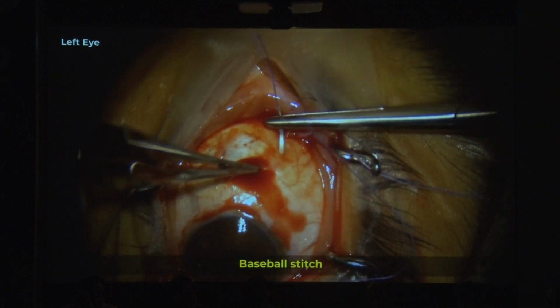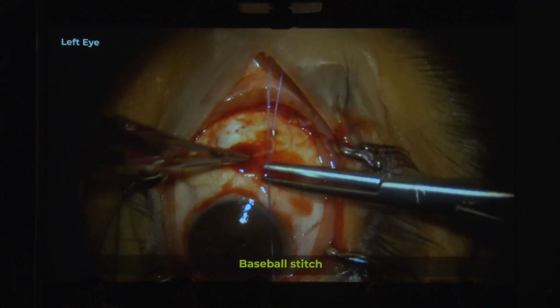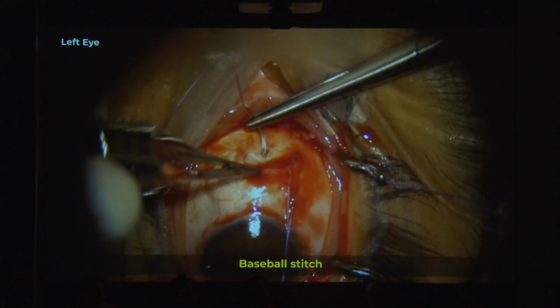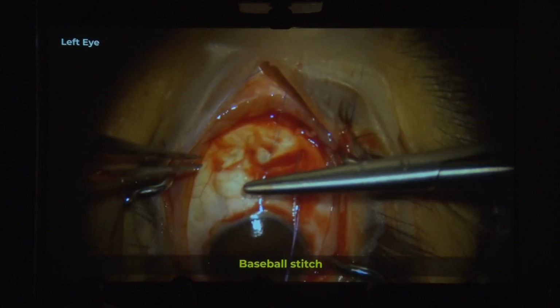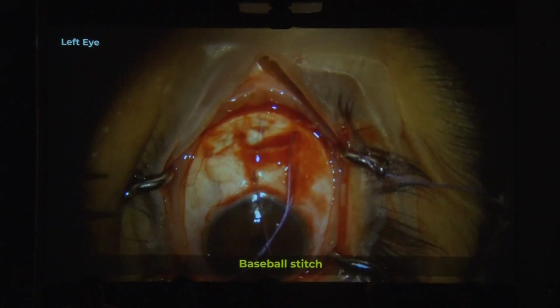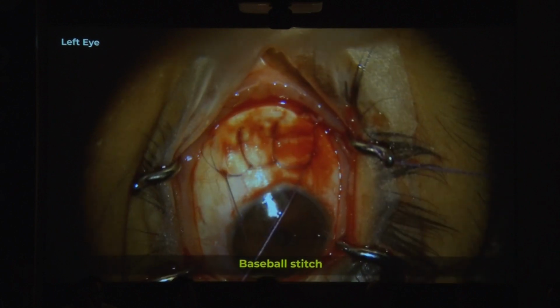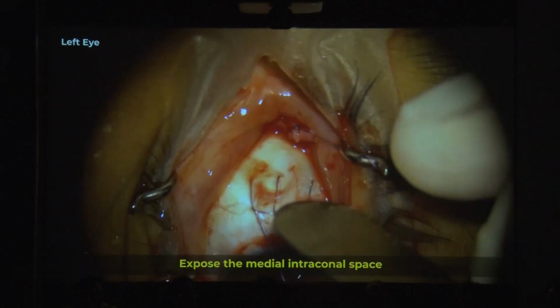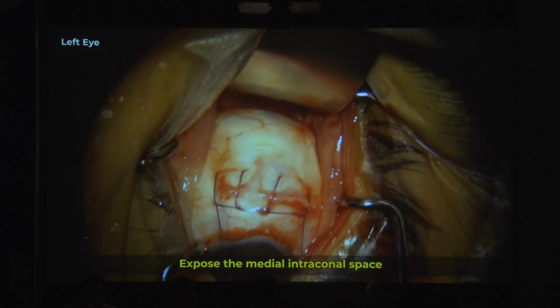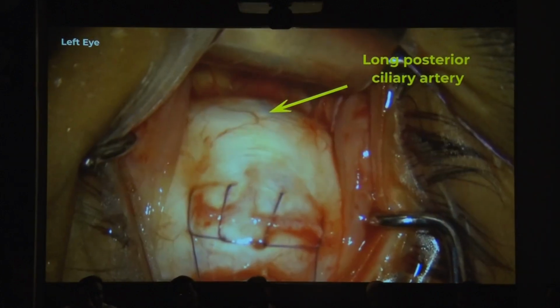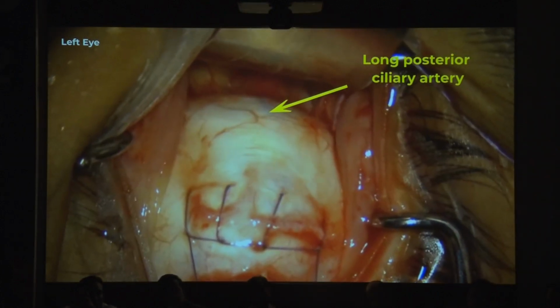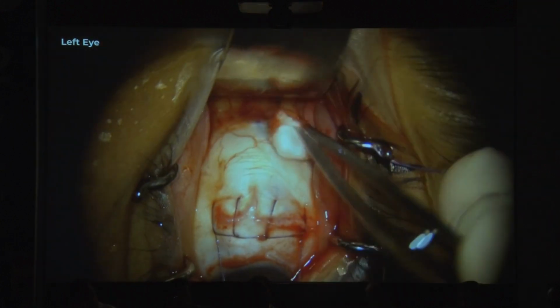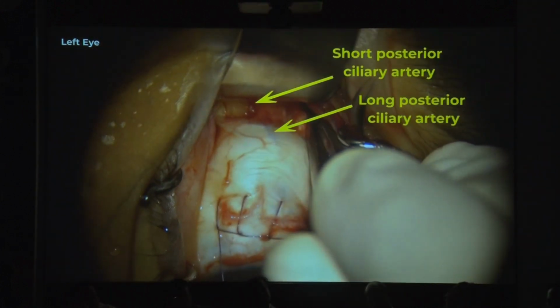Then a baseball stitch with a 6-0 cervical suture and interlocking bites is taken across the medial rectus insertion. Remember, this is the most important step in this surgery. The globe is then retracted laterally to expose the intraconal space. Here, first follow the long posterior ciliary artery, which takes us right up to the optic nerve, and then the short posterior ciliary arteries to isolate the optic nerve.